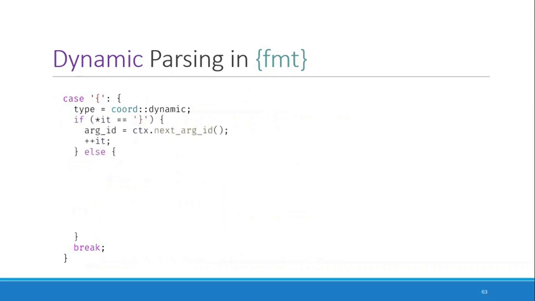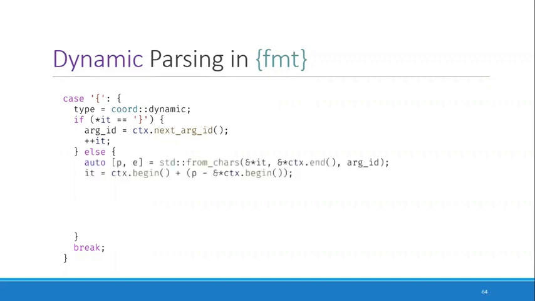If the next character is a closed brace, which was in the first example I showed, now this is automatic indexing. So I need to ask the context for what the next argument ID is. I'm going to stash that. And then I'm done with that case, because that case is just open brace, closed brace, there's no other characters. Otherwise, this is the manual numbering case. And so now I'm expecting there to be a number there, so I need to parse out that number, which I can do using from_chars.